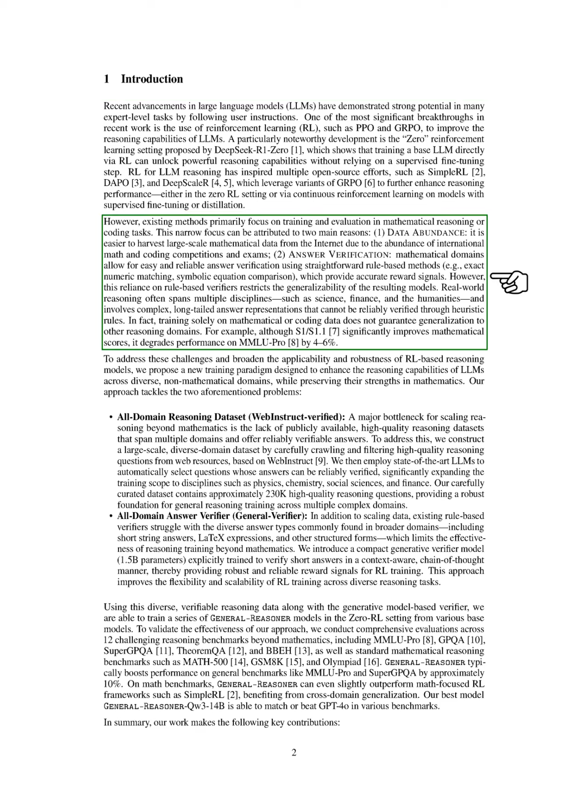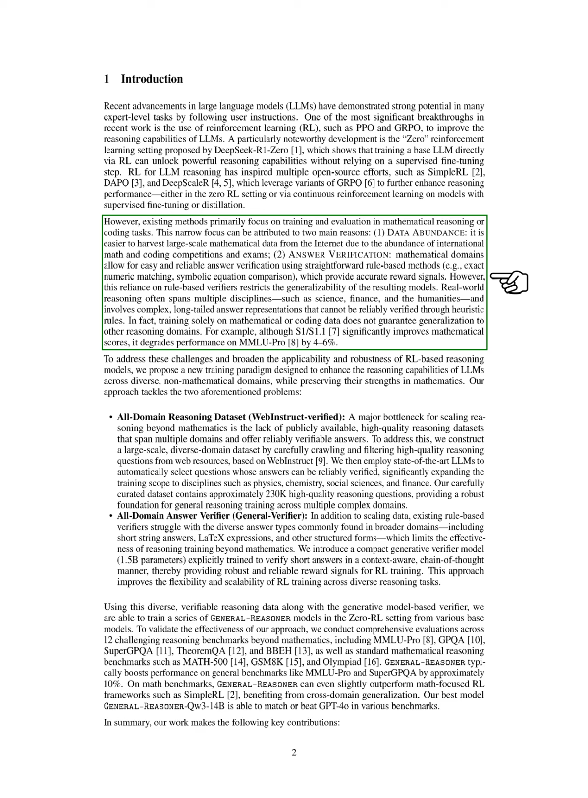However, most existing methods focus mainly on mathematical reasoning or coding tasks. This limitation arises from two main factors. 1. Data availability. There is a wealth of mathematical data available online from competitions and exams, making it easier to gather large datasets. 2. Answer verification. In mathematics, we can easily verify answers using straightforward methods like exact numeric matching or symbolic equation comparison, which provide reliable reward signals. However, this dependence on rule-based verification restricts the model's ability to generalize.